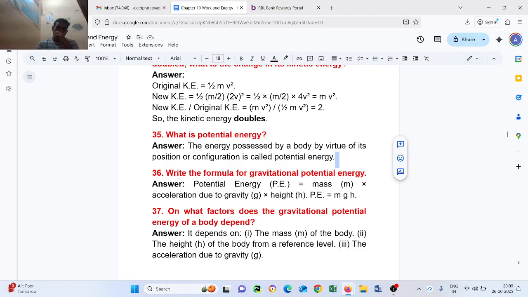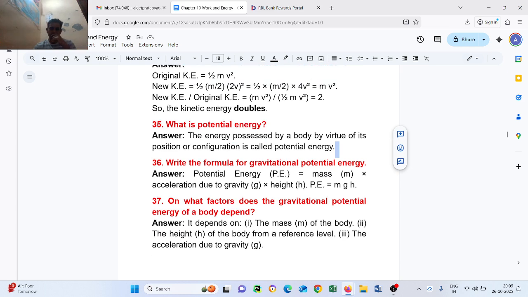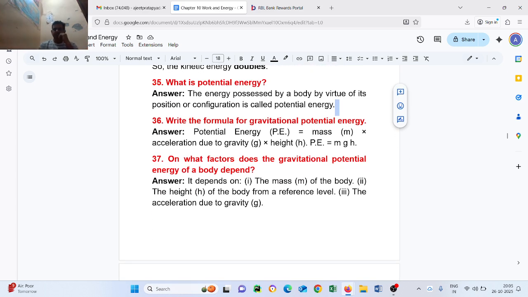Question number 37. On what factors does the gravitational potential energy of a body depend? Answer: it depends on the mass of the body. Second, the height of the body from the reference level. Third, the acceleration due to gravity g.